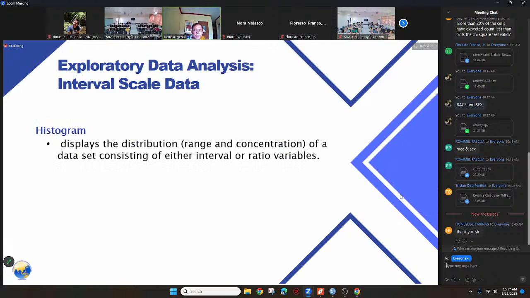So the histogram displays the distribution, the range and concentration of a dataset consisting of either interval or ratio variables, or scale. As we have discussed yesterday, if the data are qualitative, the most appropriate graph is either the bar graph or the pie chart. However, if the data are numerical or scaled, then we have to use the histogram.